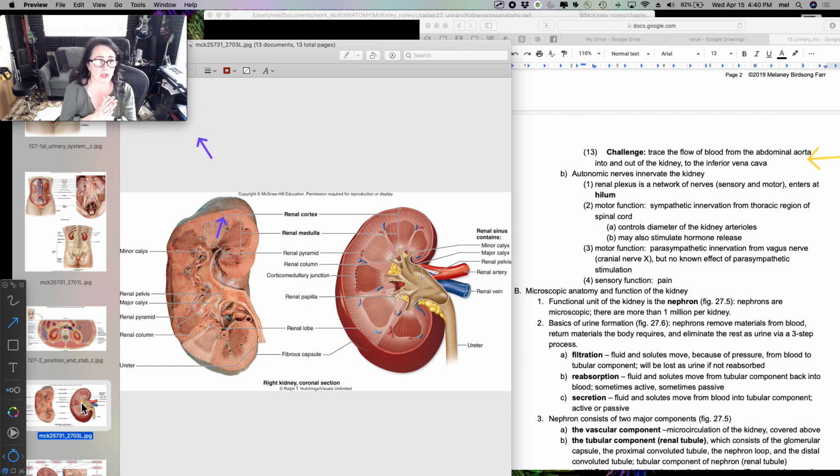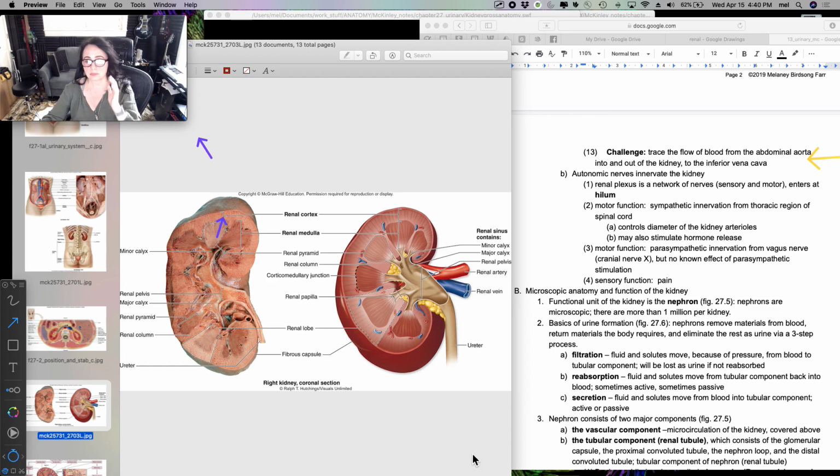The motor function that goes to the kidney is primarily sympathetic innervation that controls the diameter of the kidney arterioles. It may also stimulate hormone release. People aren't quite sure yet. And then the parasympathetic innervation does go to the kidney, but nobody knows what it does. There is cranial nerve number 10 that goes to the kidneys, but it doesn't seem to matter whether it's hooked up or not hooked up. So that one's kind of interesting. And then there's sensory function from the kidney, visceral sensation, and that your kidneys can hurt.